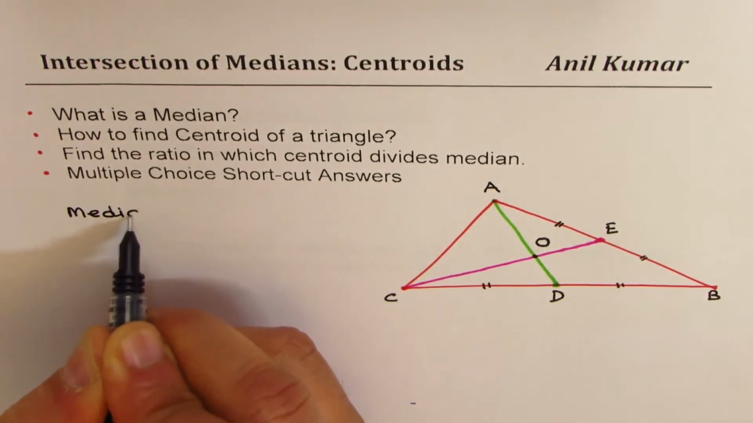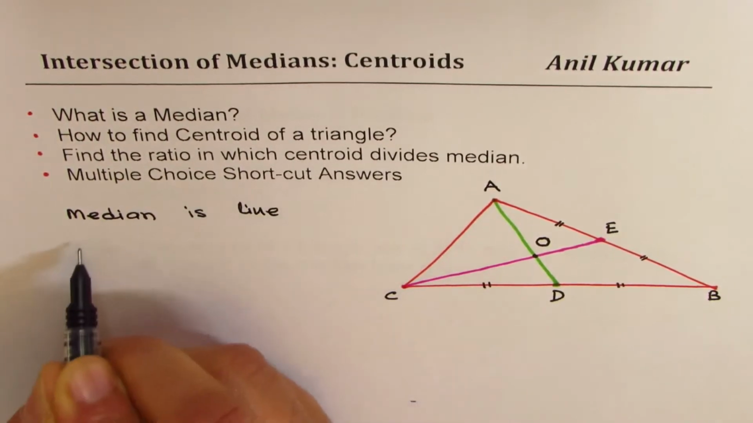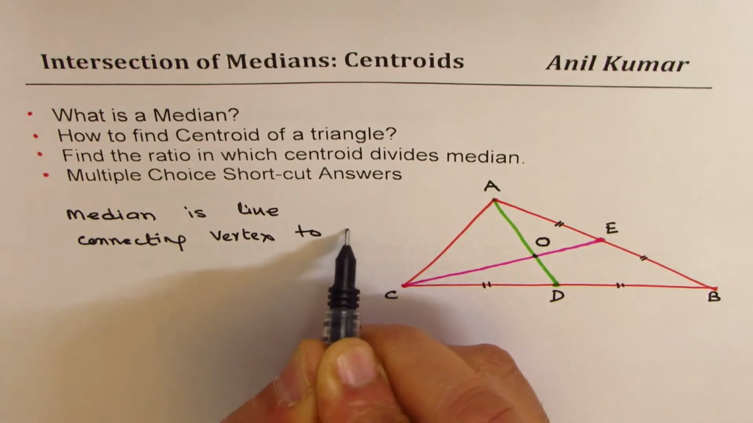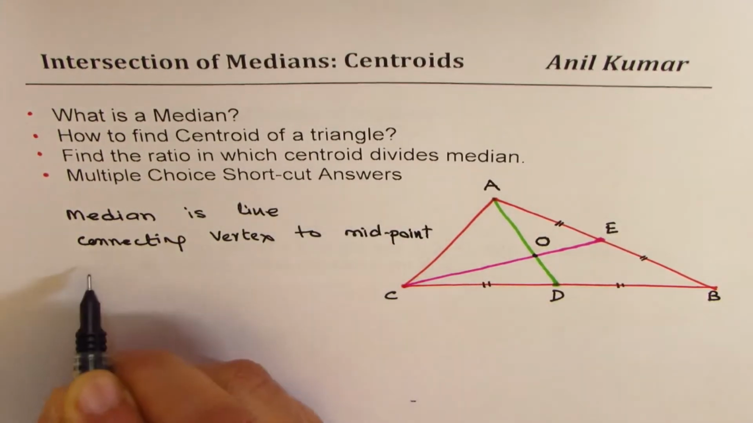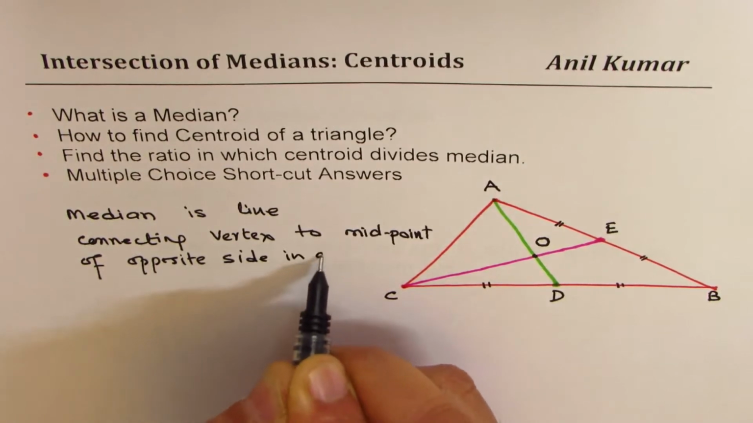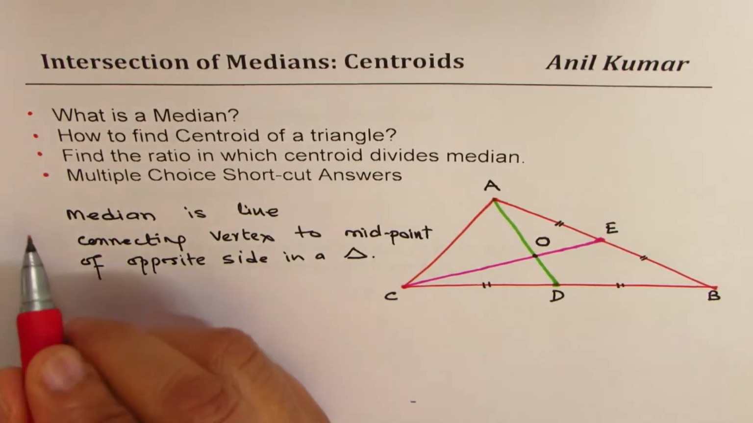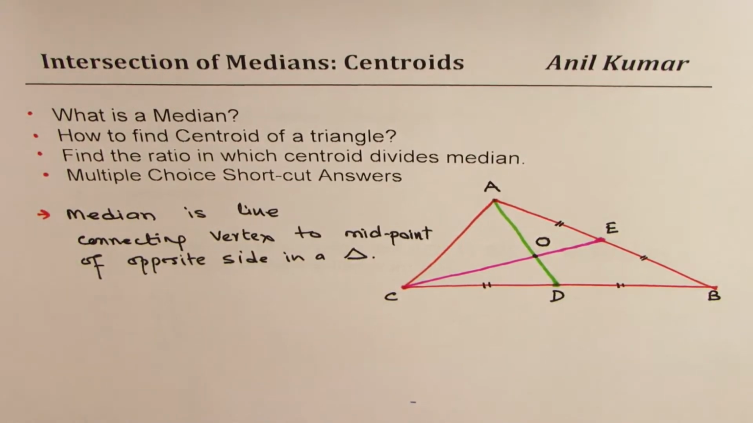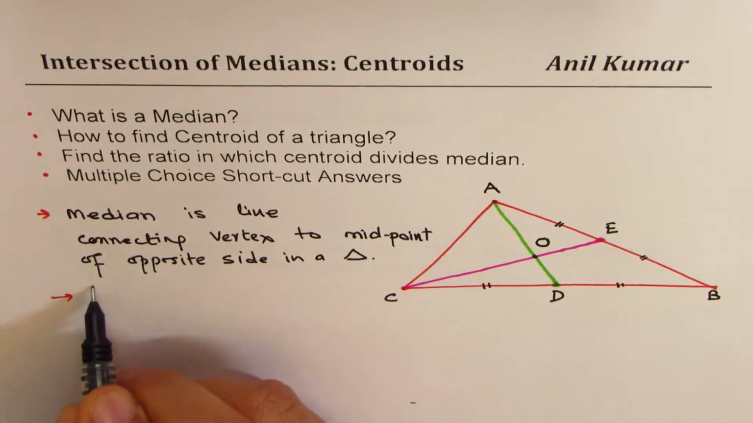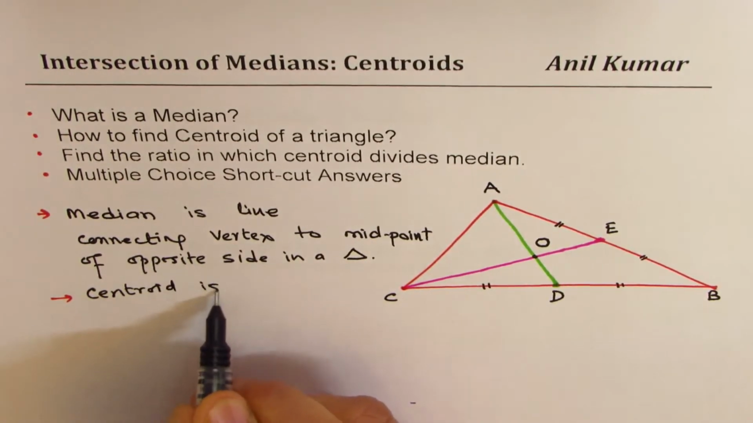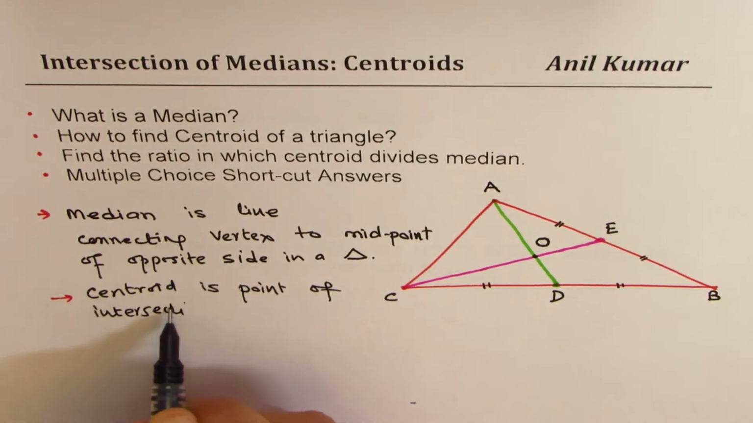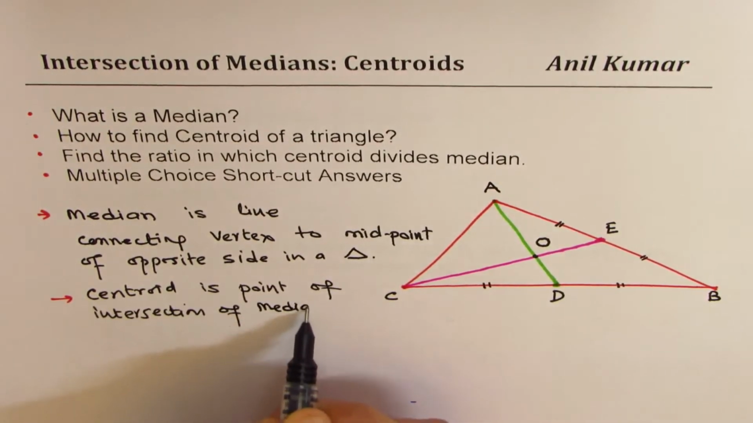So what is a median? A median is a line connecting a vertex to the midpoint of the opposite side in a triangle, right? It's all about triangles. So that is the definition of median. Now the point where these two lines intersect is called the centroid. So centroid is the point of intersection of medians. Is that clear?